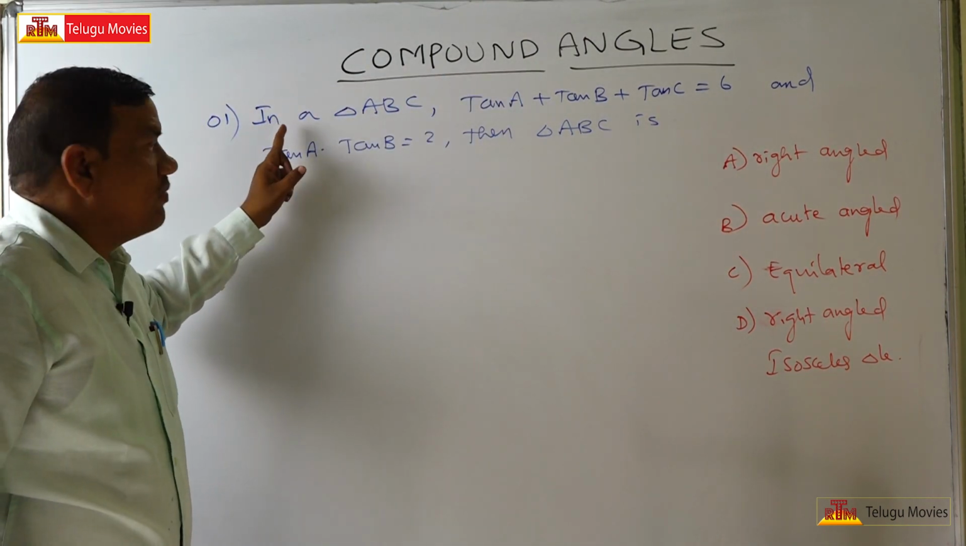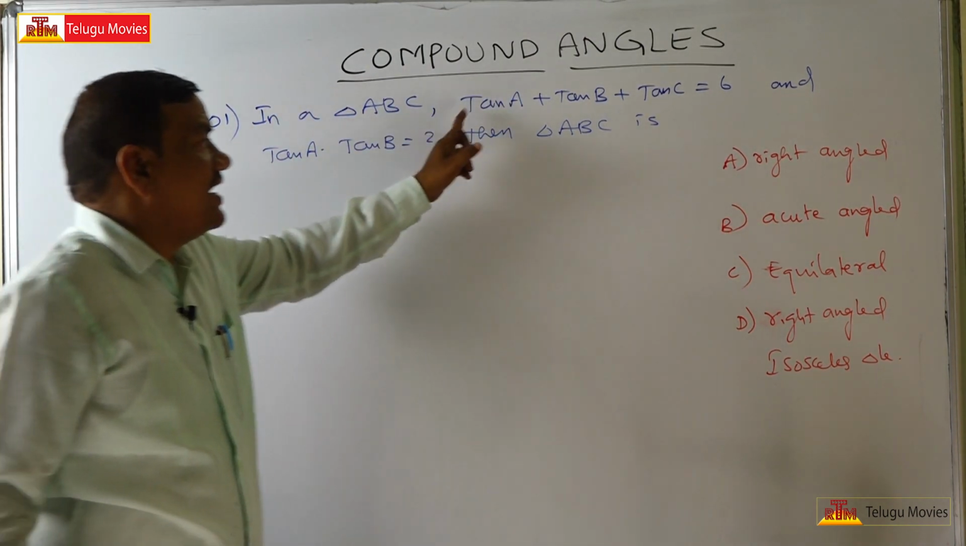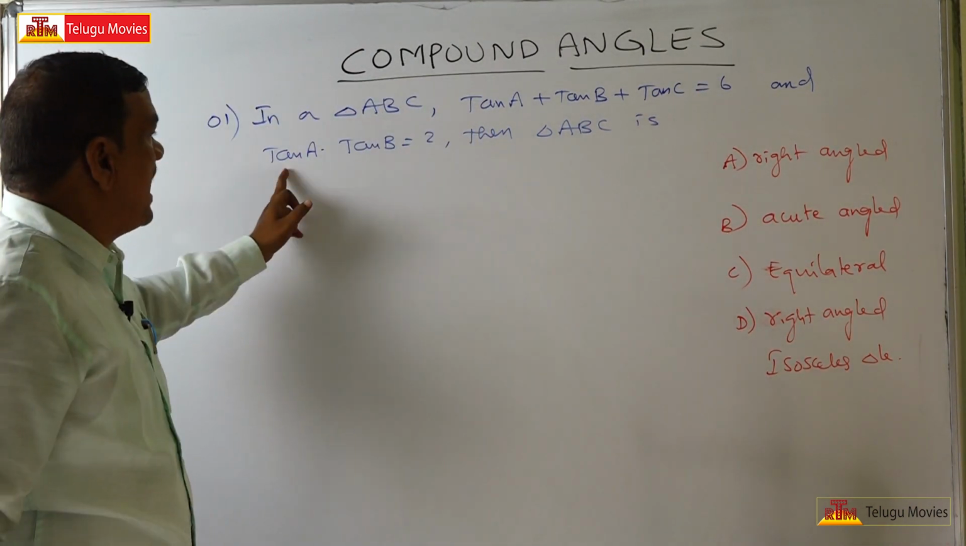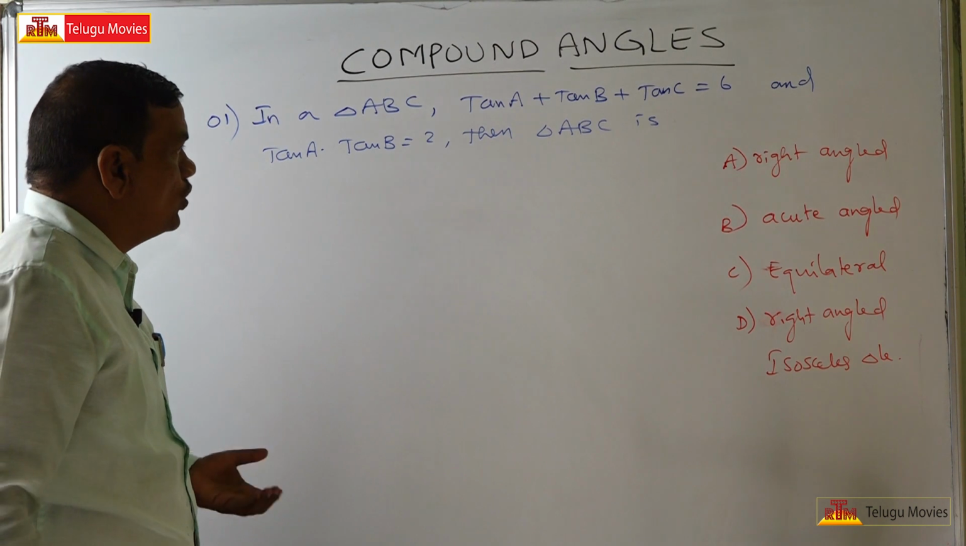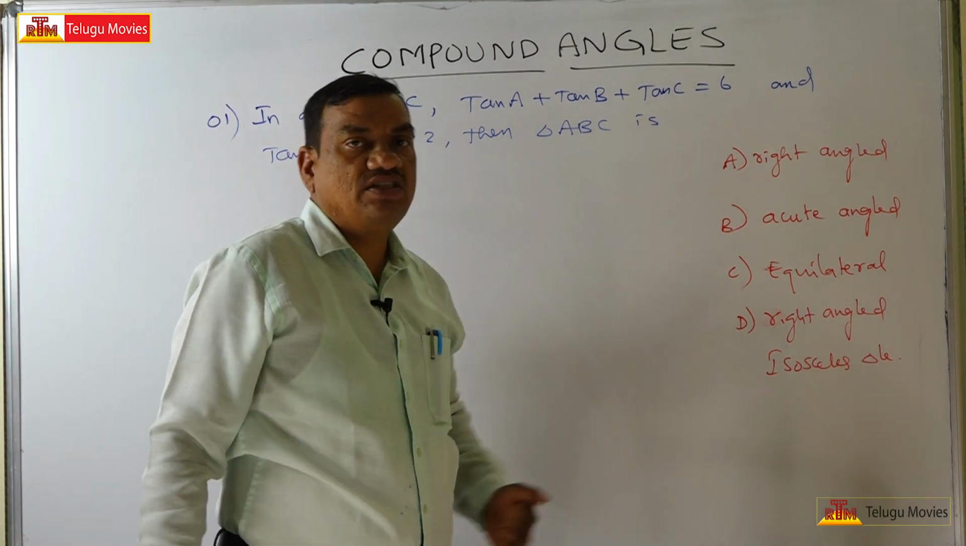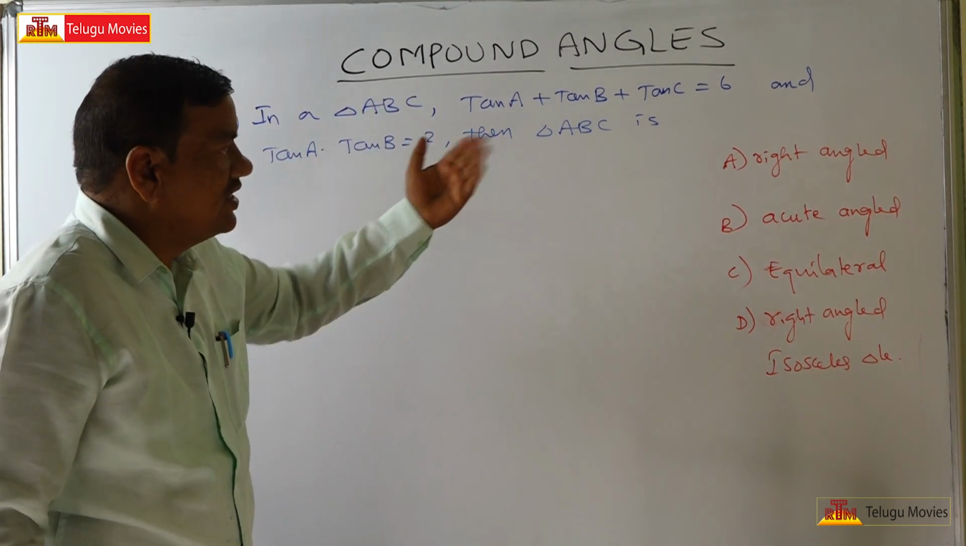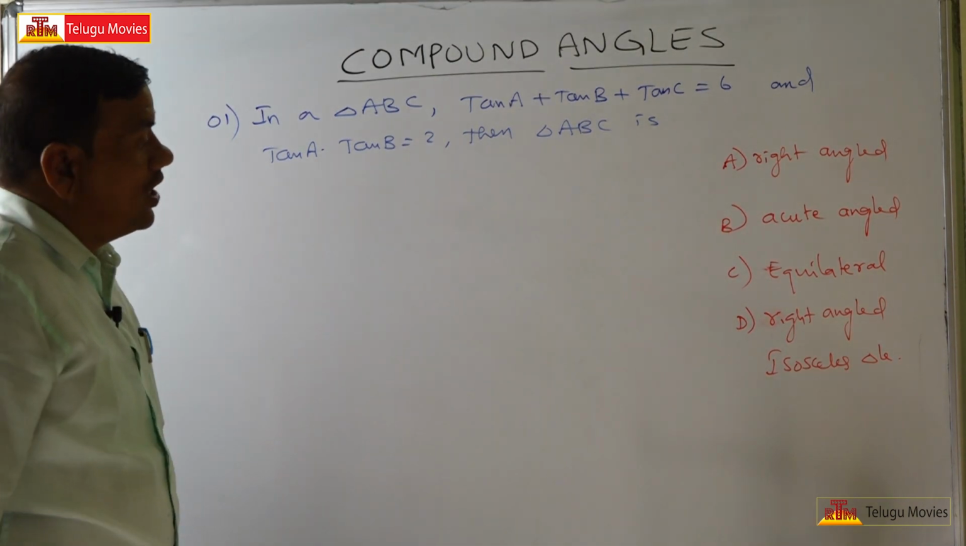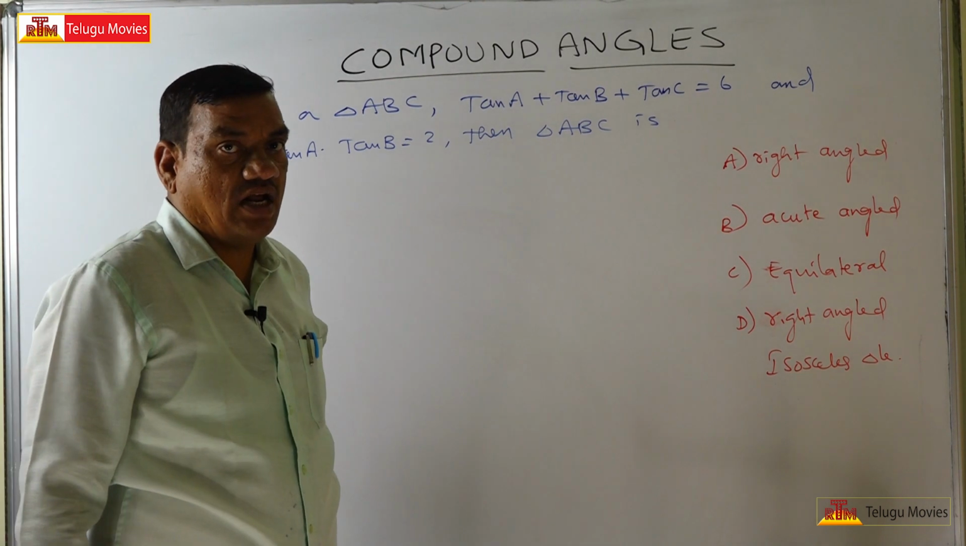See here, the first problem: in a triangle ABC, tan A plus tan B plus tan C is equal to 6, and tan A times tan B is equal to 2. What type of triangle is ABC? A right angle triangle, acute angle triangle, equilateral triangle, or right angled isosceles triangle. So let us see that.